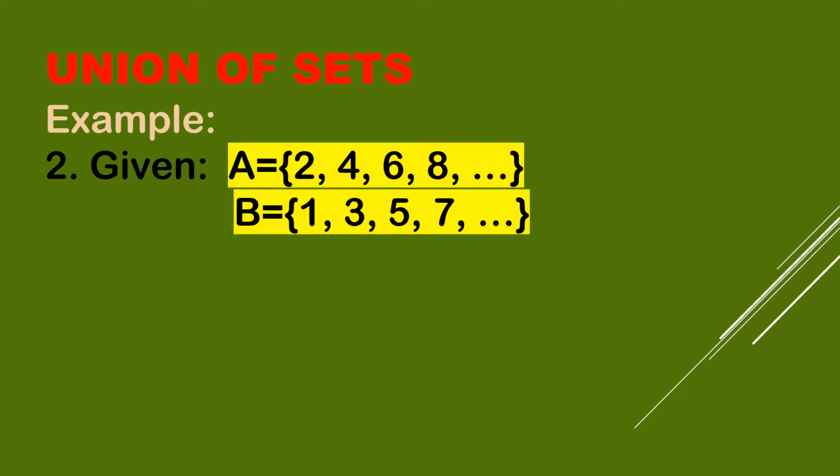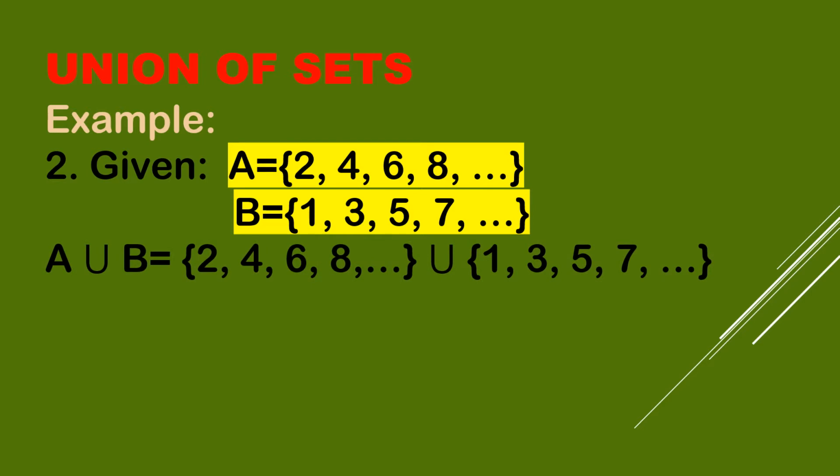And for set B, consists of elements 1, 3, 5, 7, and so on. So ellipses. Ibig sabihin, ano ang karugtong ni 7 based sa pattern na nakita natin. So these are all odd numbers. So ang kasunod ni 7 ay 9, 11, 13, and so on. So how are we going to find the union of the two sets?